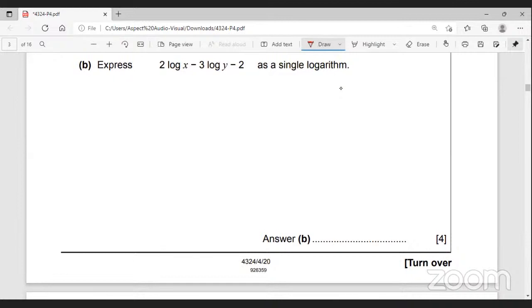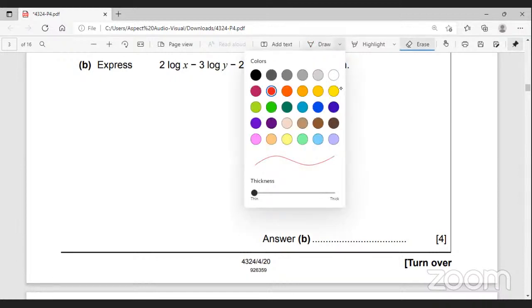So they are saying express 2 log x minus 3 log y minus 2 as a single log. So it's a single log. I have to give you the rules again before you start. You need to know the rules. So I would like to write for you the laws of logs on this side.